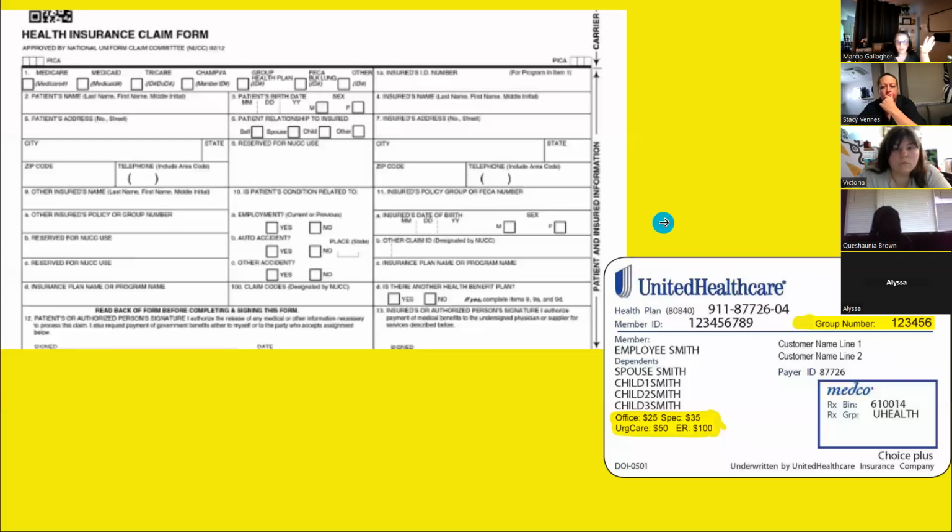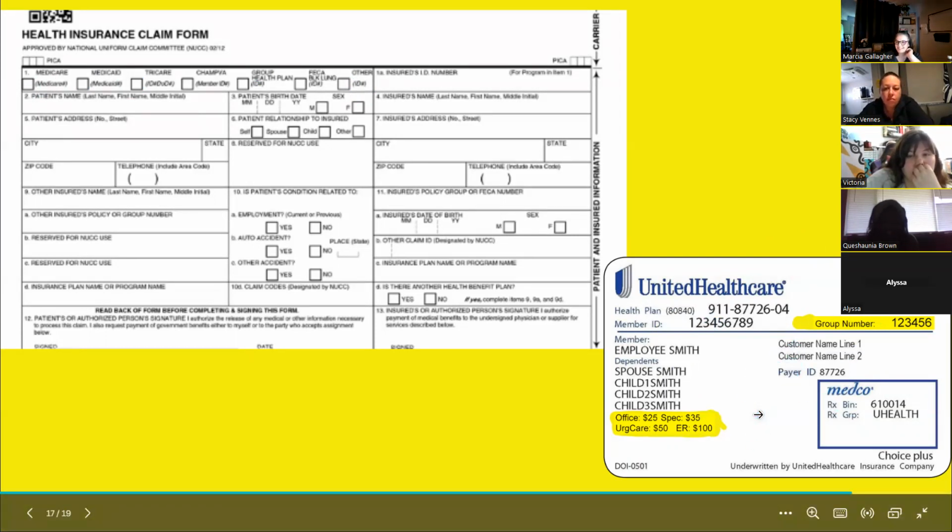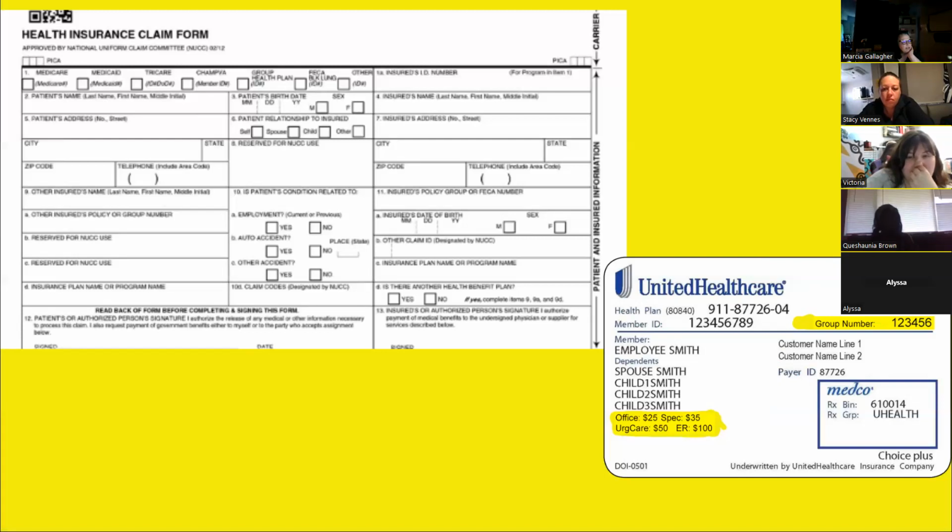Okay, so now we're going to chop this form up a little bit. So if you look here at line 1, I think we've gone over line 1 before, but we're going to talk about it again. You have to check which kind of insurance: Medicare, Medicaid, TRICARE, CHAMPVA, Group, FECA, or other. Okay, so we have United Healthcare. I have us an insurance card here. Aren't y'all proud? I went and got us an insurance card. So what kind of insurance would we check in box 1 with this insurance card?